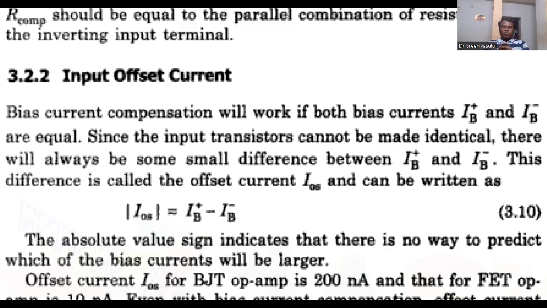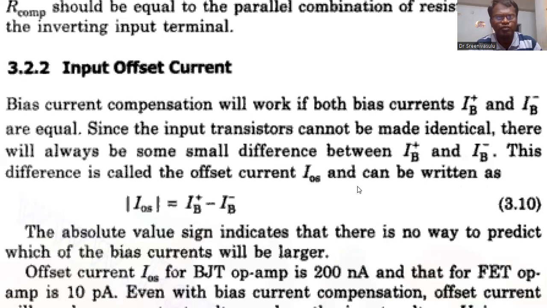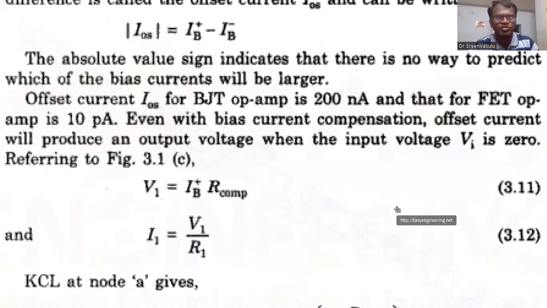So the input offset current is IOS equals the magnitude of IB plus minus IB minus. The absolute value sign indicates that there is no way to predict which of the input bias currents will be larger. That's why we take the magnitude. The difference between the non-inverting current and inverting current is nothing but the input offset current.